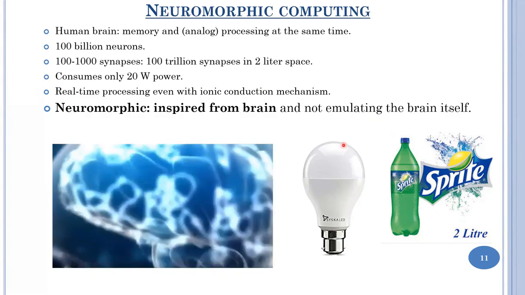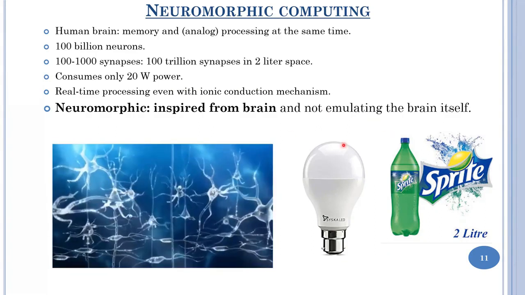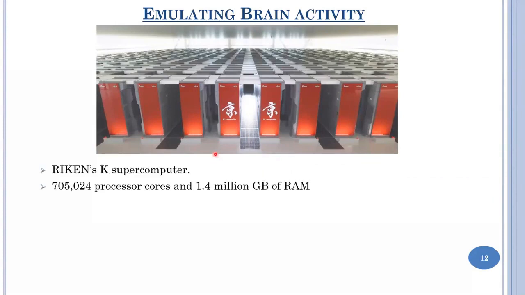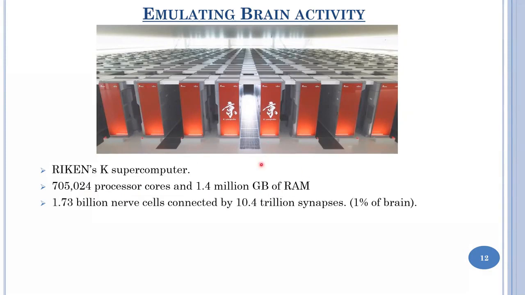However, there have been several attempts to even emulate the brain. One of the major attempts was done in Japan. This figure over here shows you the Riken's K computer, which is kind of the fourth largest supercomputer in the world as of now. So let me brag about its computation capabilities. You have like 0.7 million processing cores, you have 1.4 million GB of RAM. This was used for simulating 1% of the brain, that is only 10 trillion synapses.